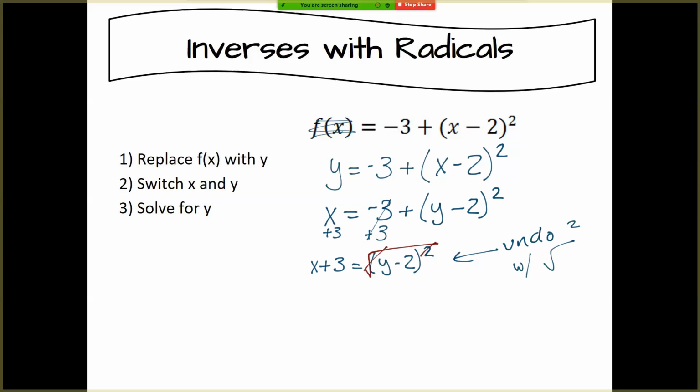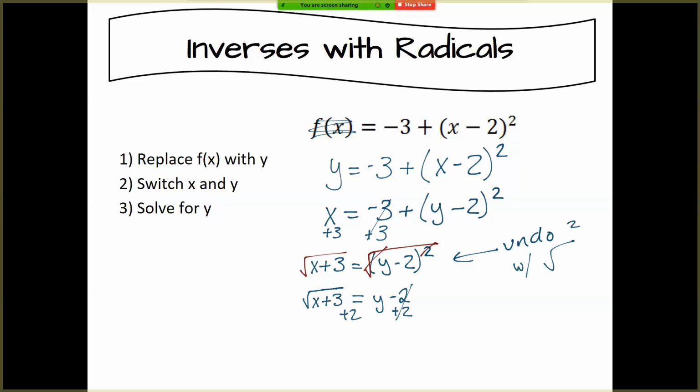But we can't just square root the right side. We also have to square root the left side. So we're going to square root the x plus 3. So now if I rewrite, I now have the square root of x plus 3 equals y minus 2. It's just y minus 2 because the squared and the square root are inverses. They cancel each other out. The last step here to get y by itself, you're going to add 2 to both sides.